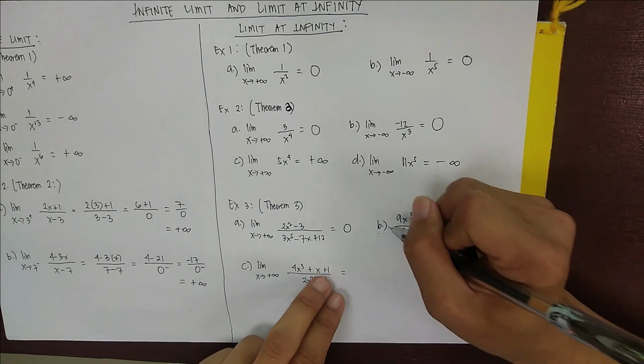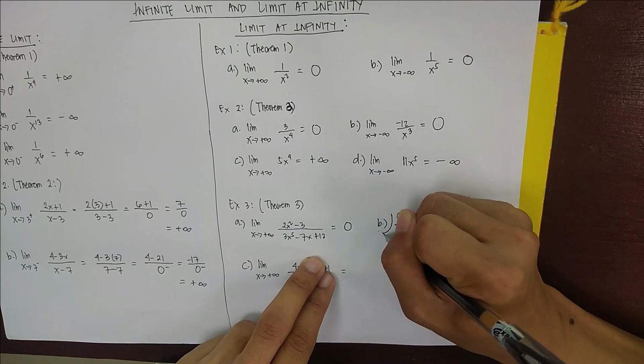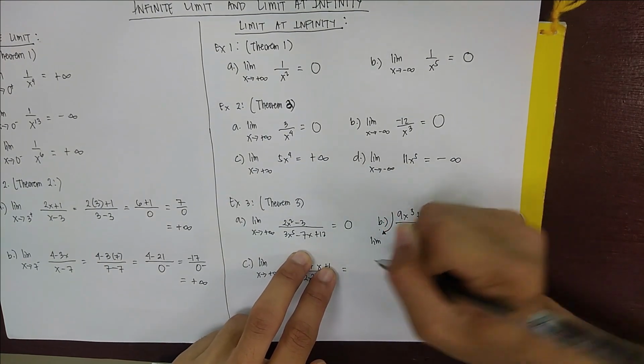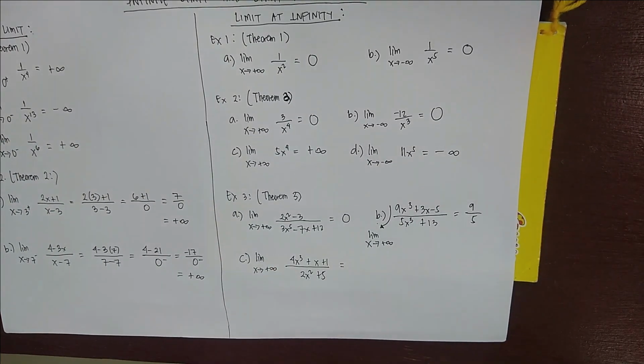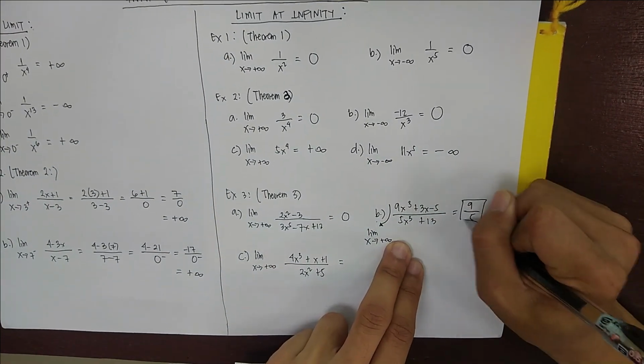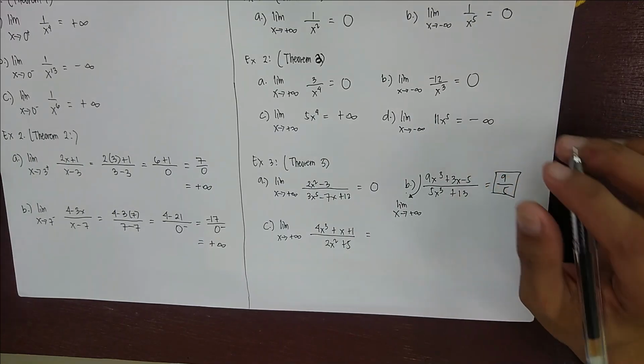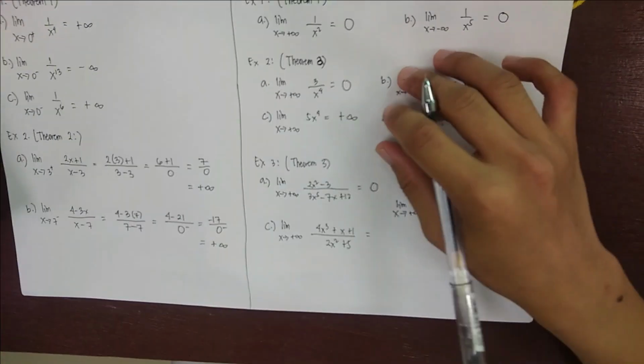We forgot to put here the limit as x approaches positive infinity. So our answer here is 9/5. Now, let's have the last example, for our C.